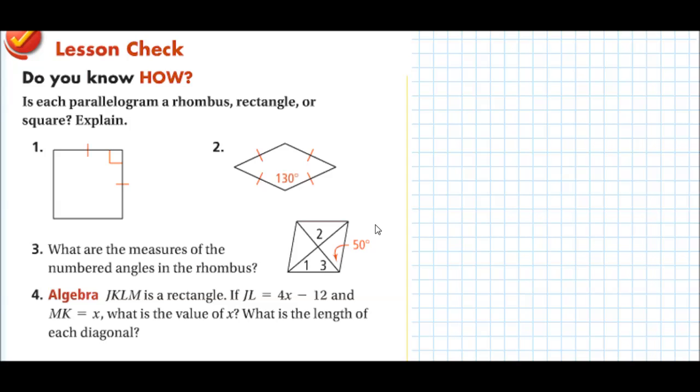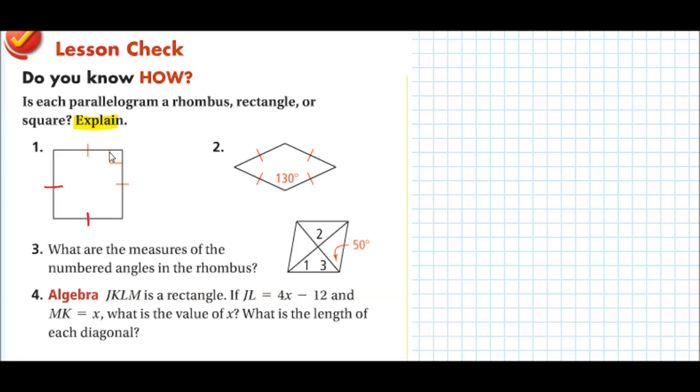Before we let you go and get on your homework, let's make sure we know how to do these things. In each of these examples, a parallelogram is a rhombus, a rectangle, or a square, and we have to explain. Number one, we know for a fact in all parallelograms opposite sides must be congruent. So we know all four sides are congruent. That's going to make it either a rhombus or a square.